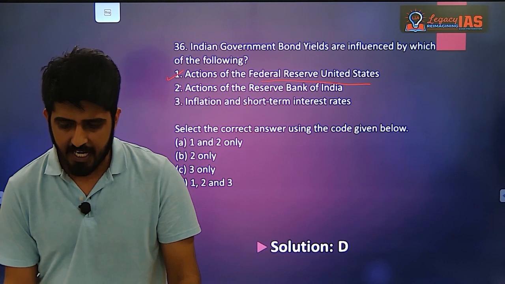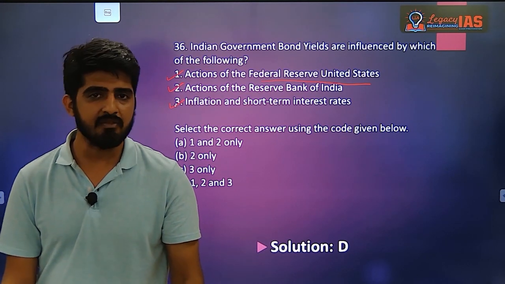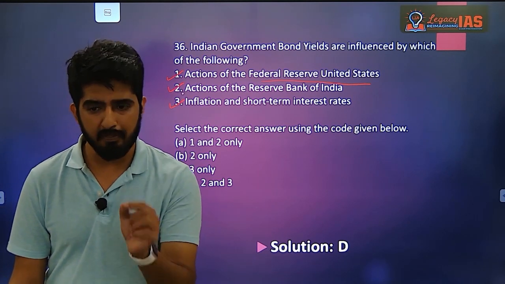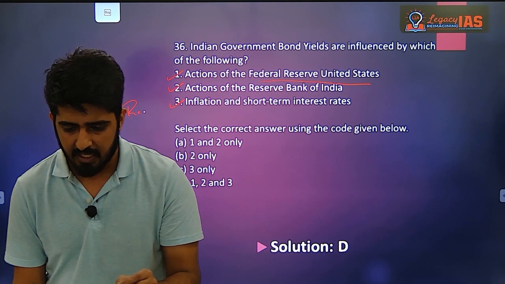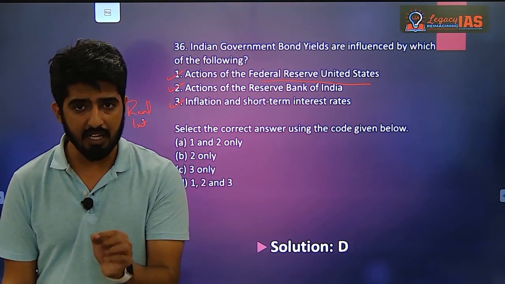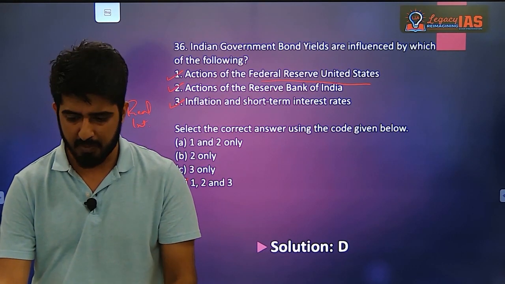So 1 is right. 2, actions of the Reserve Bank of India. It is pretty obvious. Third, inflation. Anything related to inflation is going to cause some harm to the real interest rates, right? Real interest rates, whether long term or short term, it is going to make a difference. So the solution is D, 1, 2 and 3. No problems there as well.